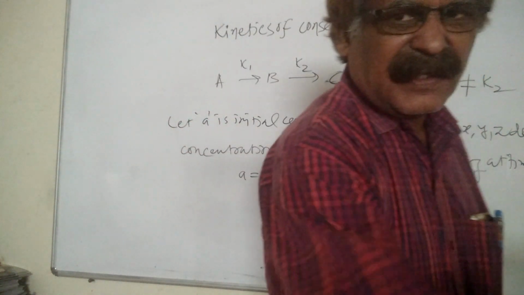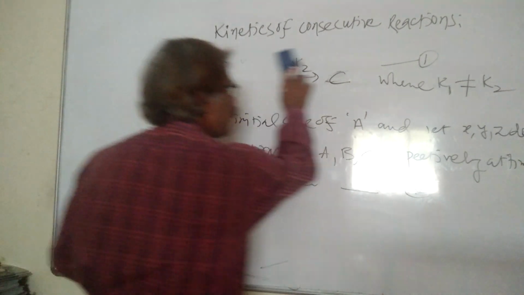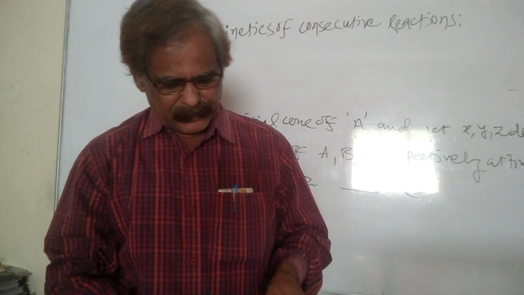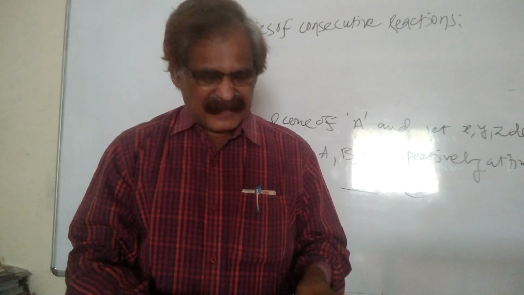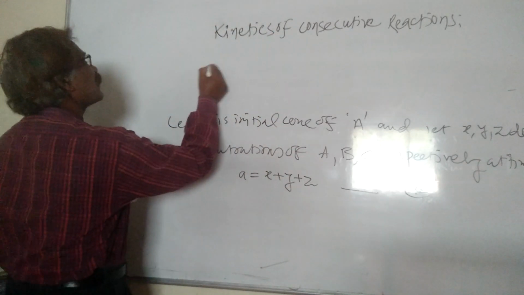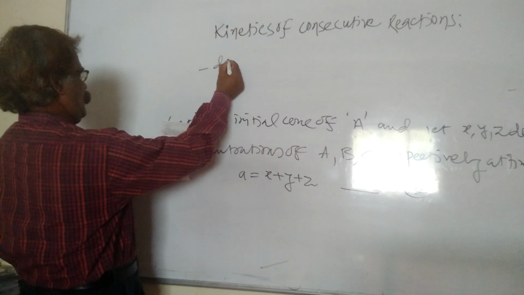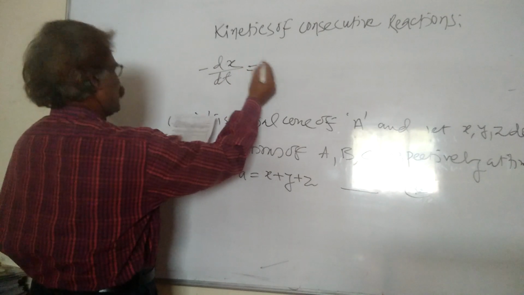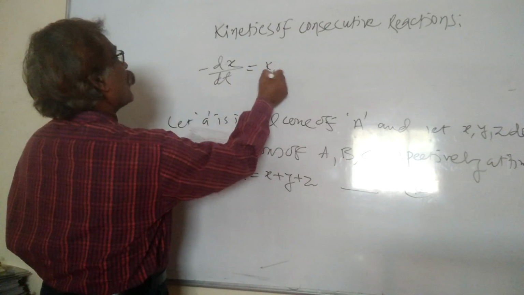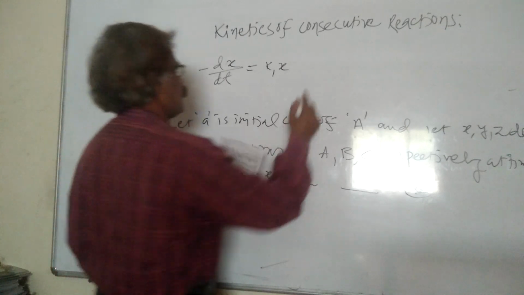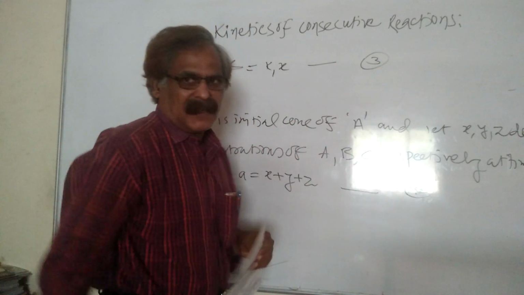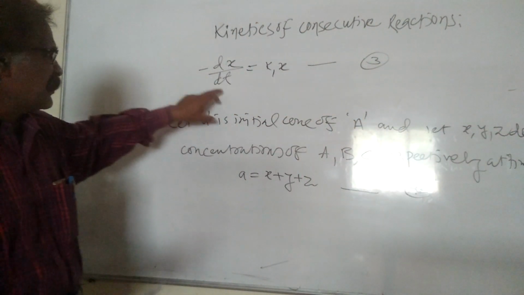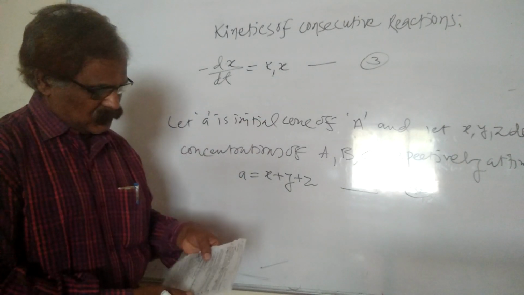Now, let us see at first the rate of disappearance of A. The rate of disappearance of A is minus dx upon dt is equal to k1 into x. This is equation number 3. The rate of disappearance of reactant A is minus dx upon dt is equal to k1 into x.